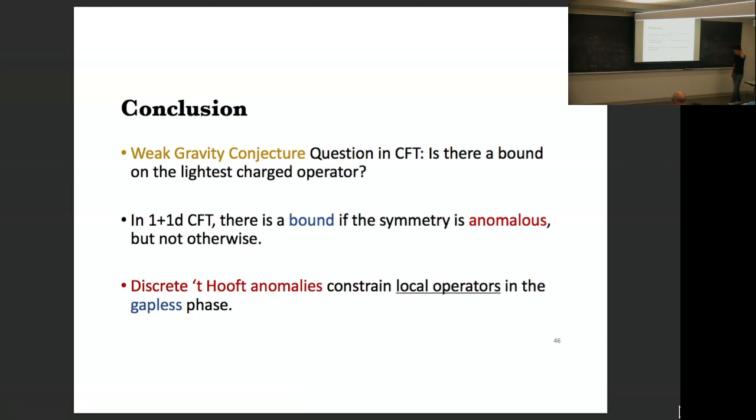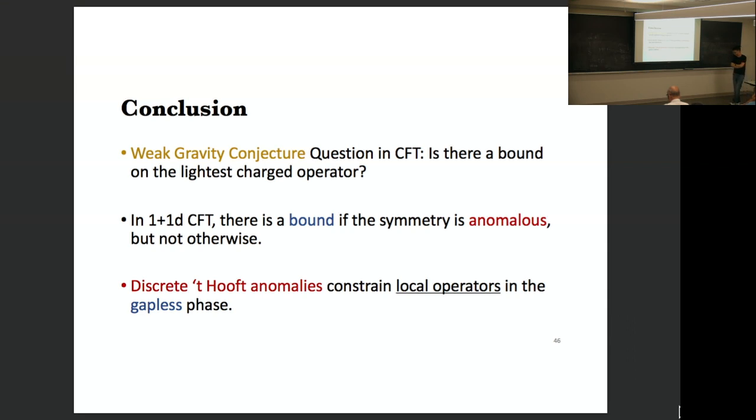Okay, so let me conclude here, and I'll also say a few words about some other things we did, but I didn't get a chance to present. So the talk today is about the weak gravity conjecture question in CFT. That means bounds on the lightest charged operator. And we found that in 1+1D CFT, there's a bound if the symmetry is anomalous, but not otherwise. At least this is true for Z2 and U(1). And so this is telling us that even the discrete 't Hooft anomaly, which does not appear in any correlation function of local operators, still constrains the local operator spectrum in gapless phases.